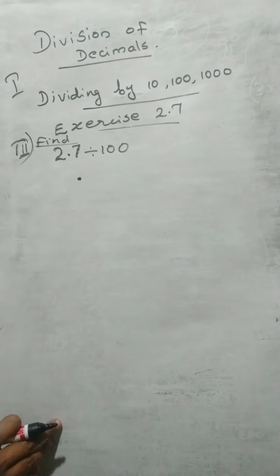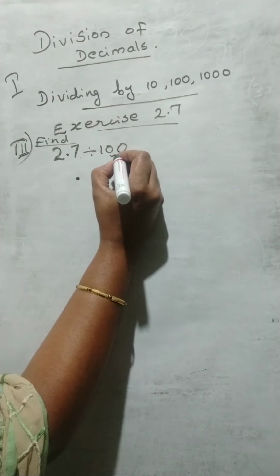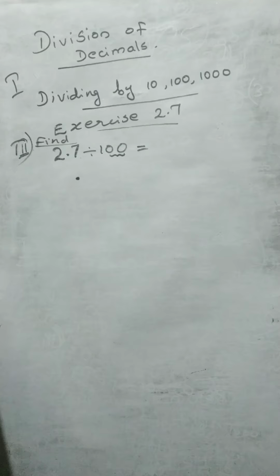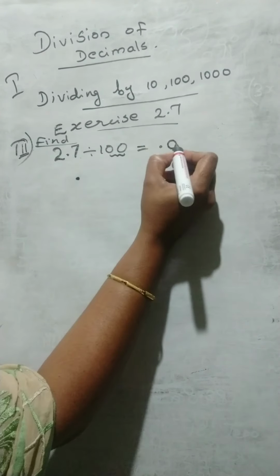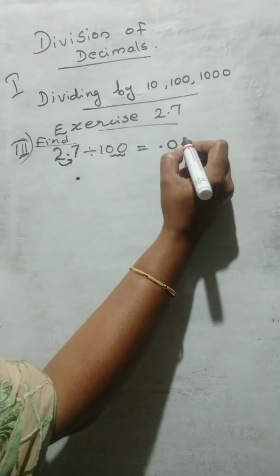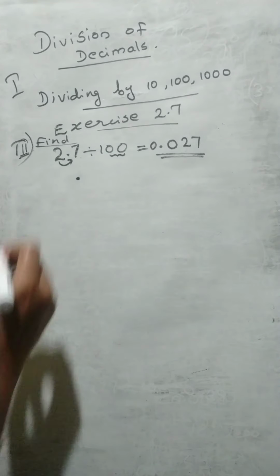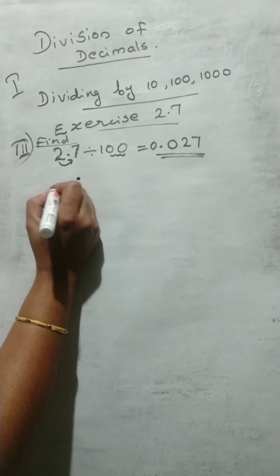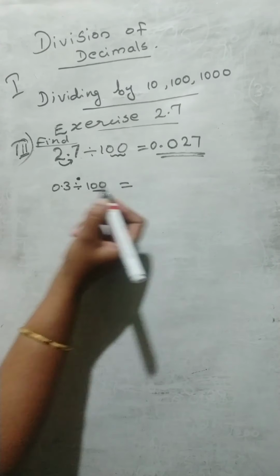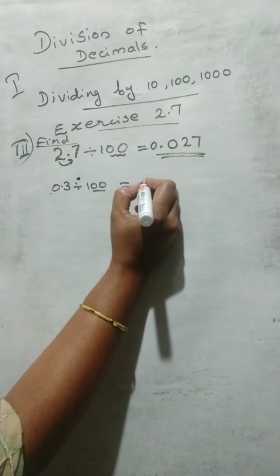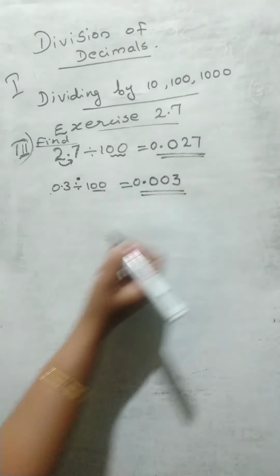Now the third group is dividing by 100. As usual, here 2 zeros are there, but here only one digit. So the first step is we have to keep here 0.0, then this digit, that is 27. That is 0.027. Okay. Then the second question is 0.3 divided by 100. That is equal to 2 zeros, but there is no digit. So we have to keep 2 zeros, then write it 0.003.